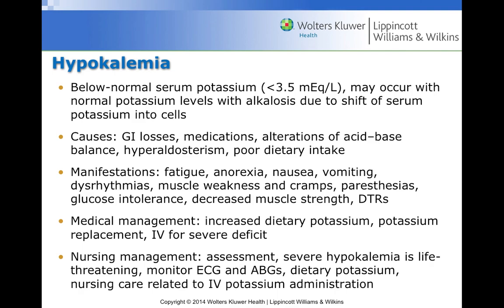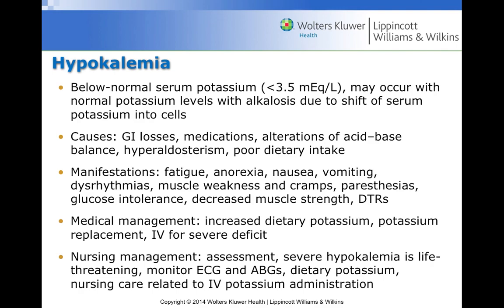To maintain potassium balance, the renal system must function because 80% of the potassium excreted daily leaves the body by way of the kidneys. The other 20% is lost through the bowel and in sweat. So first we'll look at hypokalemia. This is a serum potassium level below 3.5, and your normal serum potassium concentration ranges from 3.5 to 5.